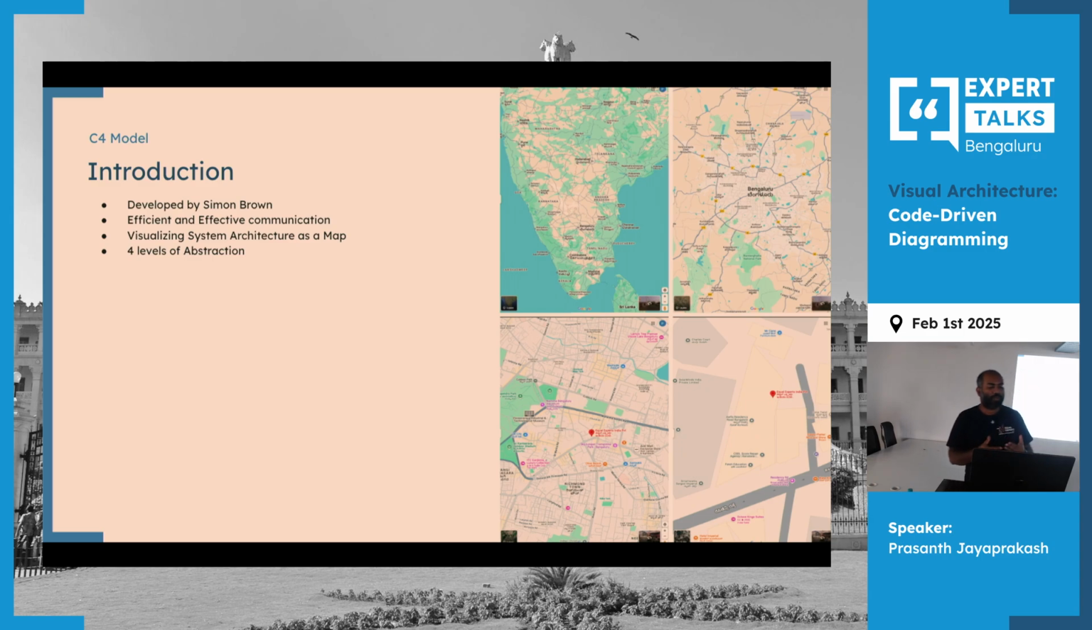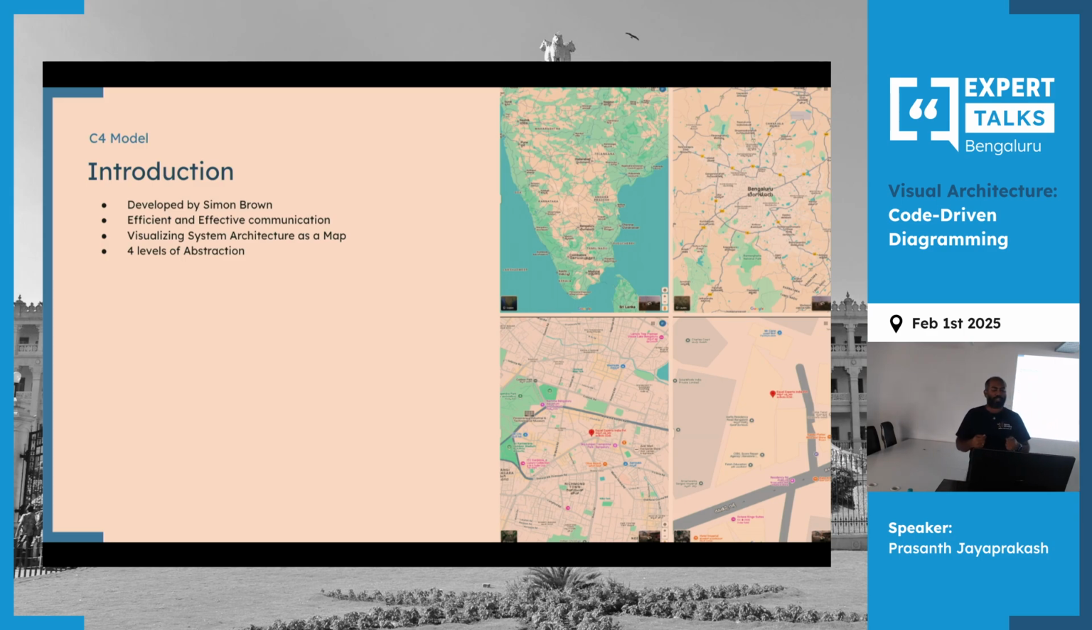So that is where the C4 model actually comes into the picture, right? The C4 model is an architectural model developed by a person named Simon Brown. He introduced this concept some years back. His point was also the same: the diagram should tell you a story. The moment you are telling a story via diagrams, it is much easier to understand.